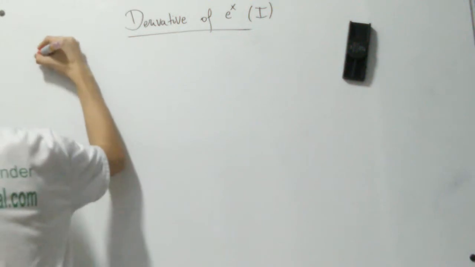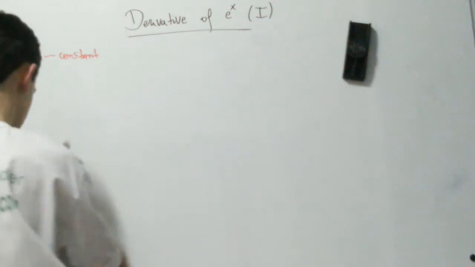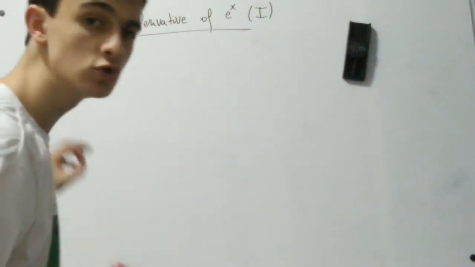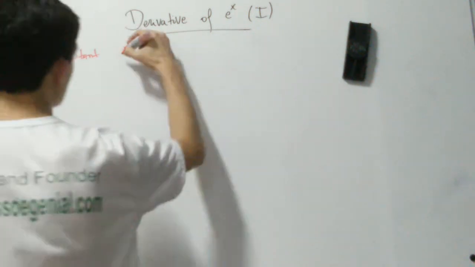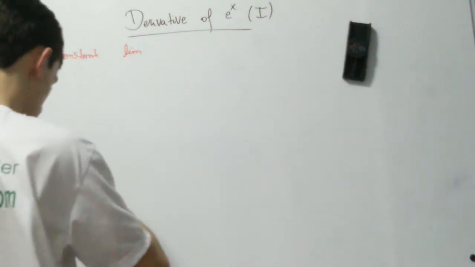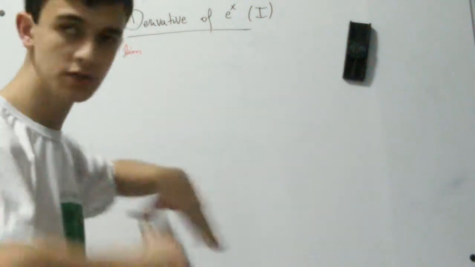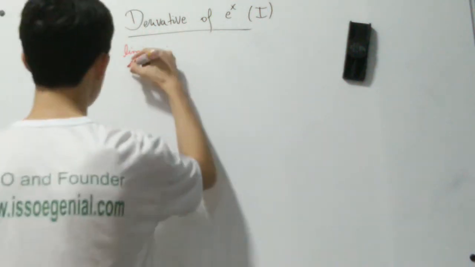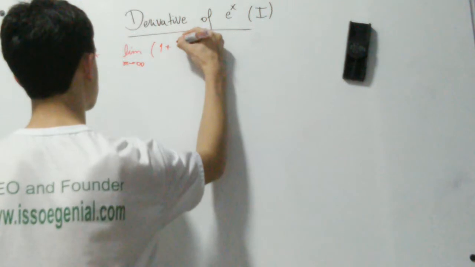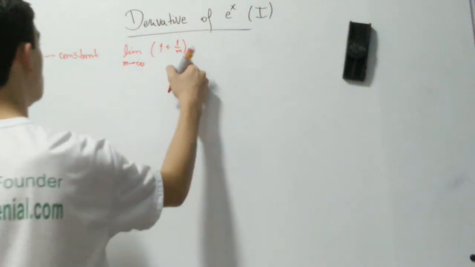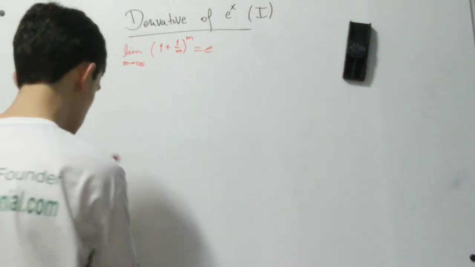This e here is a mathematical constant. It has a numeric value, and it is approximately equal to 2.7. And we can define this using a limit. I'm not going to talk in this video about the e number. We're going to talk about the derivative of this function. But just to remember, we can define this number as the limit as, for example, n approaches infinity of (1 plus 1 over n) all raised to n. And this limit is equal to e.